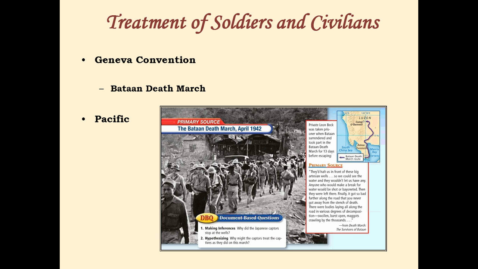At the beginning of World War II, the Japanese attacked and took over the Philippines. And on the biggest island of the Philippines, a place called Luzon, the Japanese took thousands and thousands of Americans prisoners and marched them without food and without water for 13 days. It was horrific treatment by the Japanese. Over 10,000 US soldiers died.